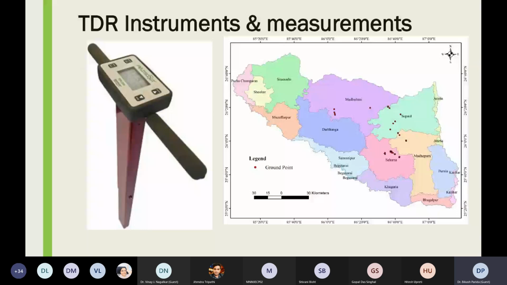conducted some field work in North Bihar, and we have used the TDR 300. Okay, the FieldScout over here. TDR 300, there are different models. So this is a moisture meter that I have, so I have used this for collecting the soil moisture data, especially the ground-based data.